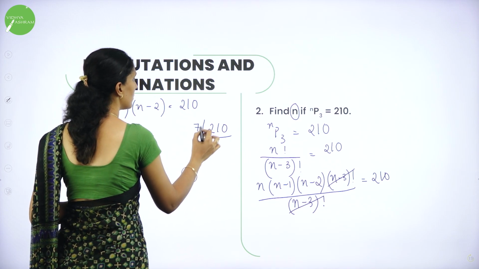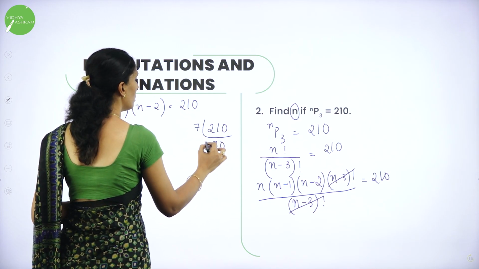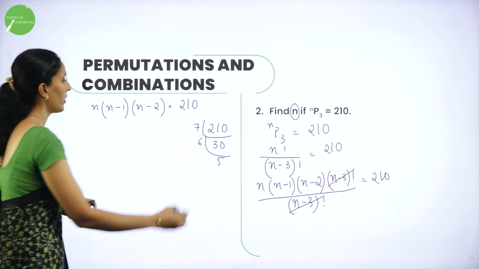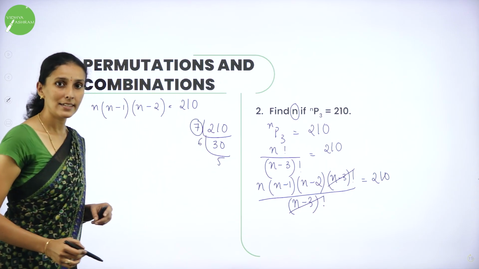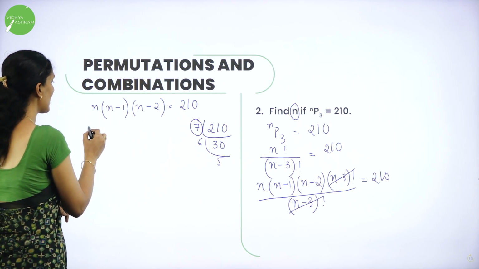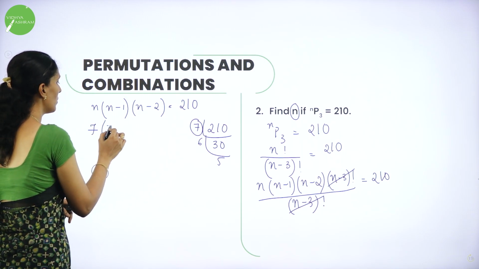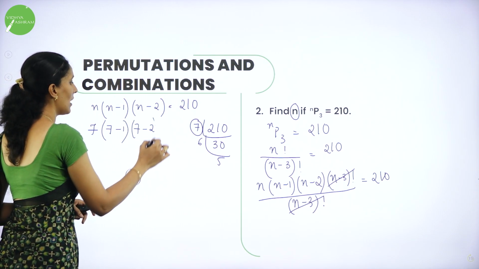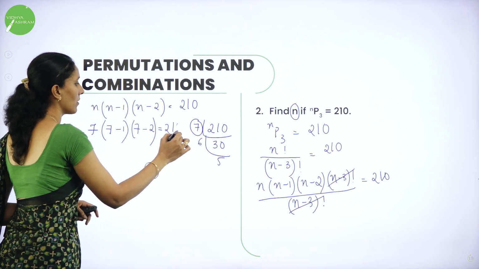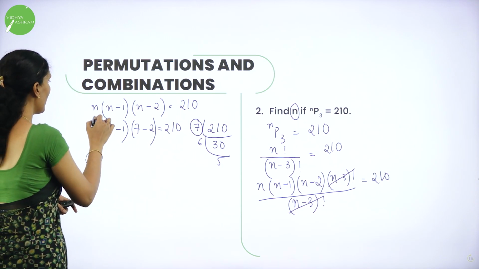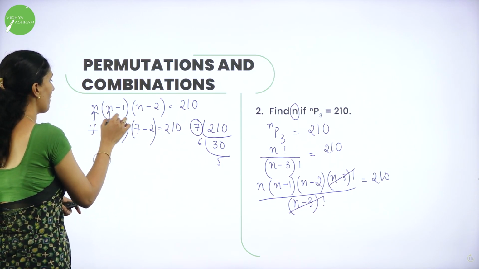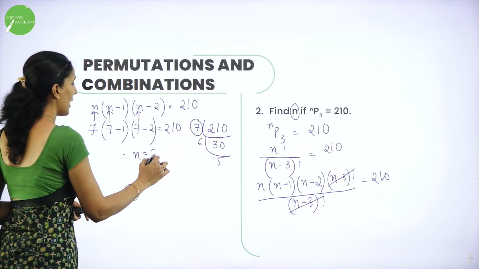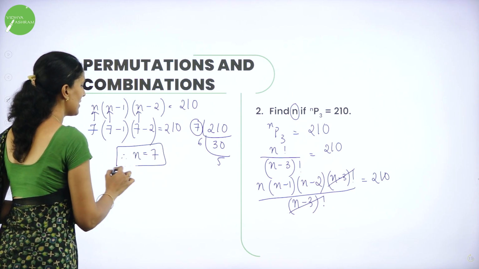7 3s are 21, 6 5s are 30. Suppose you take 7, the largest number, as N. So you can write this as 7 into 7 minus 1 into 7 minus 2, that is equal to 210. So you can clearly say N is equal to 7. Therefore, my value of N is 7.